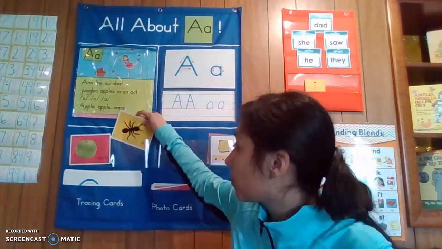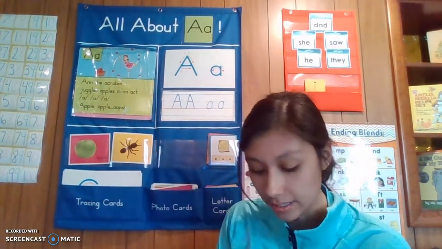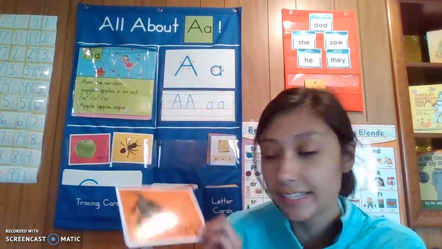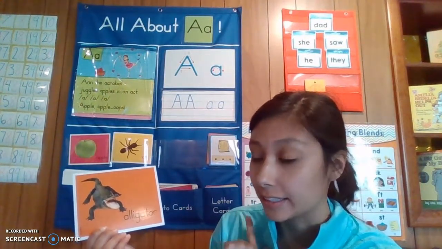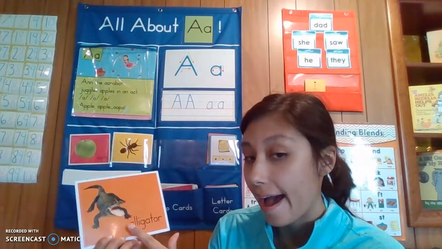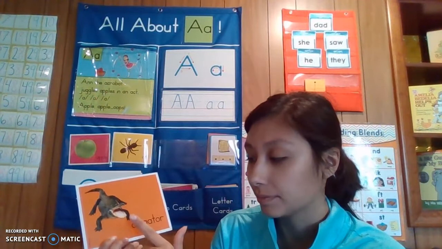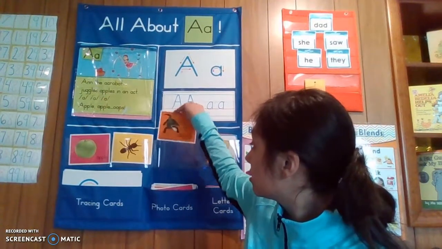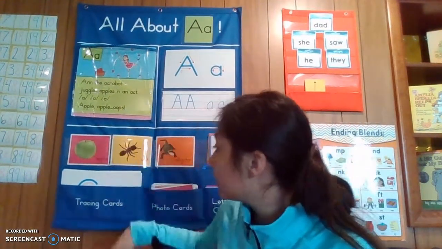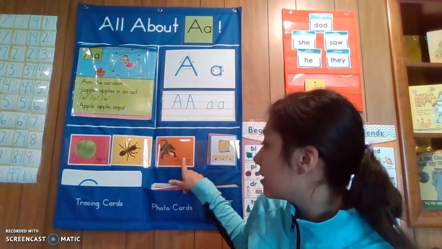Nice job. So far we have apple, ant, and we have alligator. So this is an alligator. Let's do that together, get ready. Alligator. Again, get ready. Alligator. One more time, get ready. Alligator. By yourself, get ready. Nice job saying alligator. All right. So we have apple, ant, alligator, all with the short ah sound.